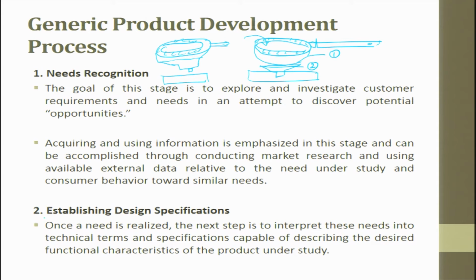Next is establishing design specifications. The customer will say, I want the product to work as comfortably as possible. So, this comfort has to be converted into an engineering specification. That is what we start doing, establishing design specifications. Once a need is realized, that we need to pour oil into a container, the next step is to interpret these needs into technical terms and specifications capable of describing the desired functional characteristics of the product under study.